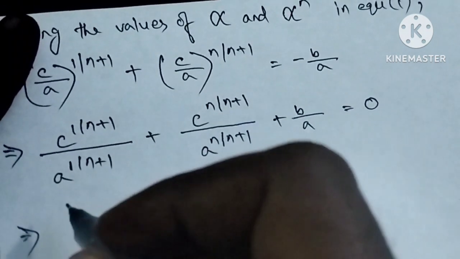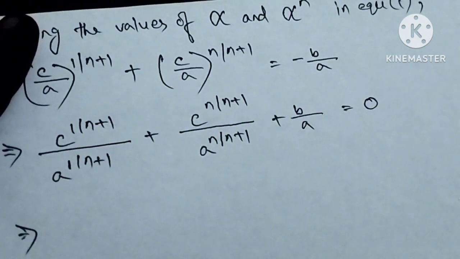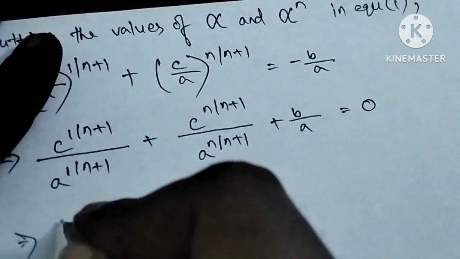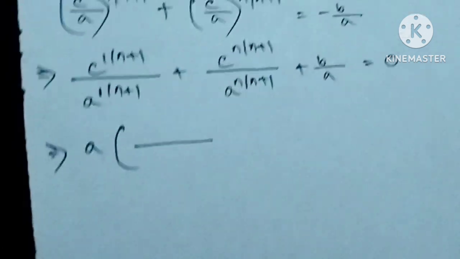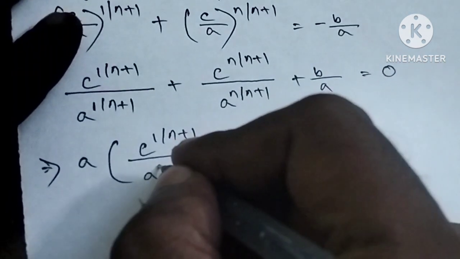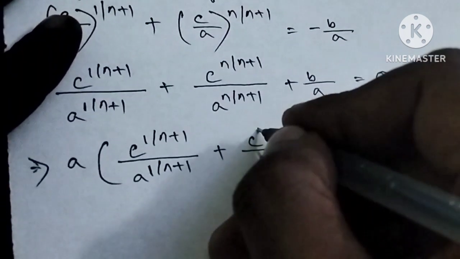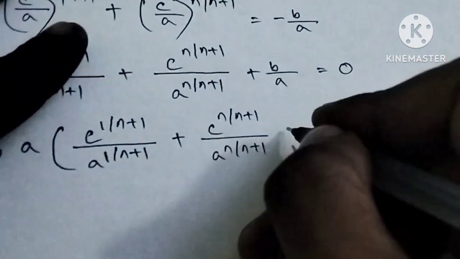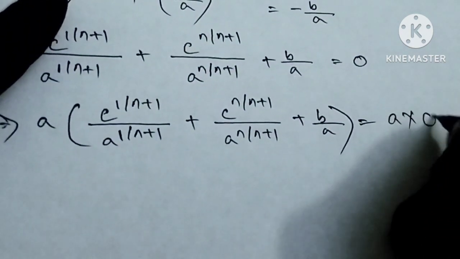Clear? Okay, so now what will I do? I will multiply both the sides by a. So a into c to the power 1 by n plus 1 by a to the power 1 by n plus 1, plus c to the power n by n plus 1 by a to the power n by n plus 1, plus b by a is equal to a into 0.